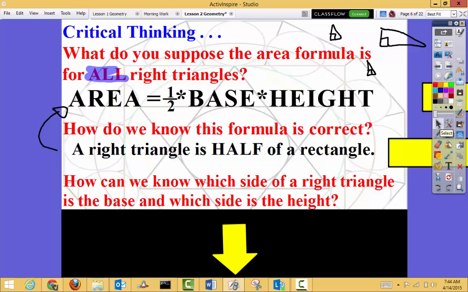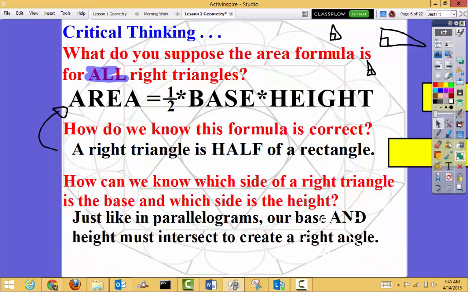So here's our big question. How can we know which side of a right triangle is the base and which side is the height? So let me rephrase it using this example. If I have this triangle, how do I know where's my base, where's my height? Is it 5 times 4? Is it 3 times 4? Is it 5 times 3?